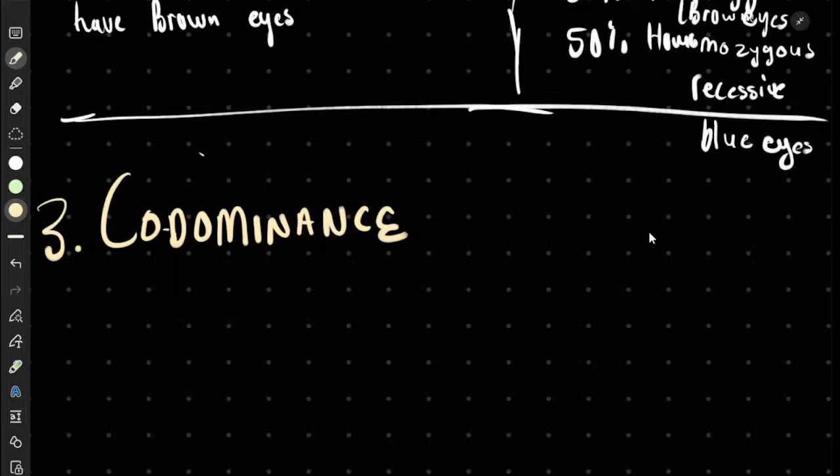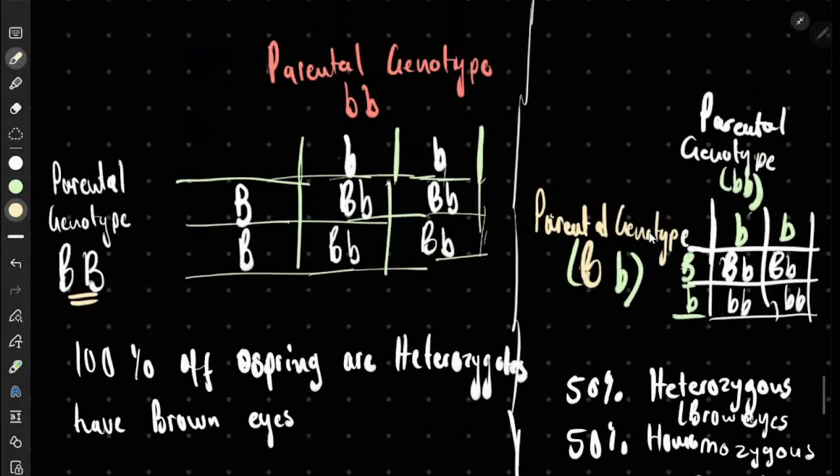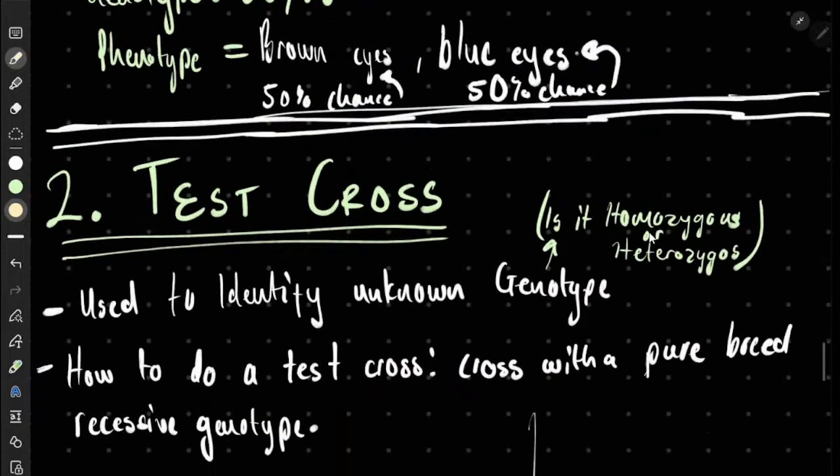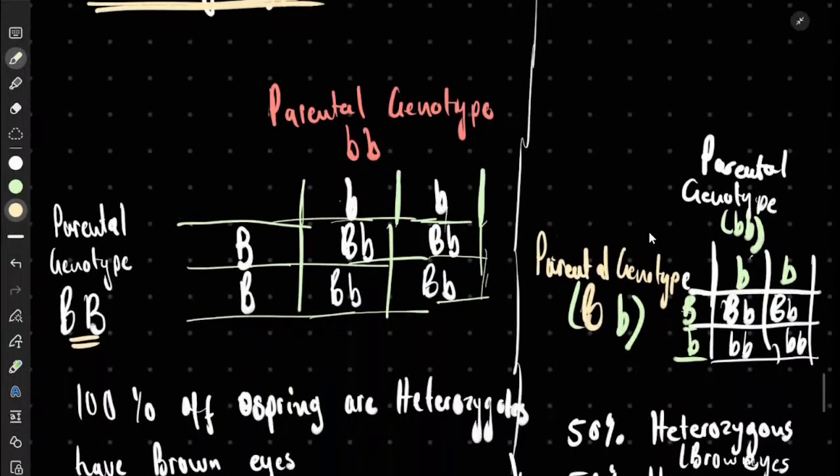Now, how can we have this? Well, it's a special situation. So what is codominance? And then we'll see a diagram. We've seen for test cross diagrams, the most important thing is that you cross with the homozygous recessive genotype. Are we together? And you see the results.